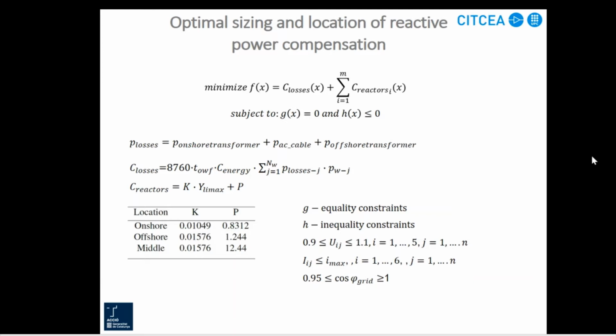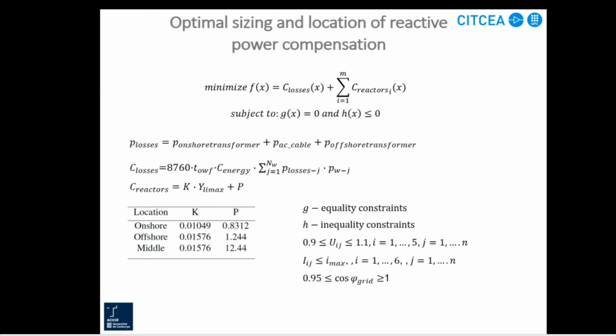The cost of reactors is presented with the following formula: K times the admittance of the reactor plus P, where K and P are coefficients derived from different cost functions, and they depend on where the reactor is located, onshore, offshore, or in the middle of the cable.